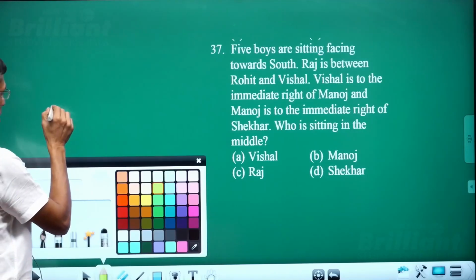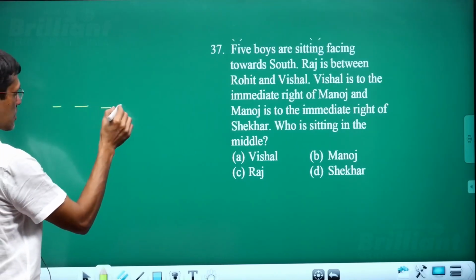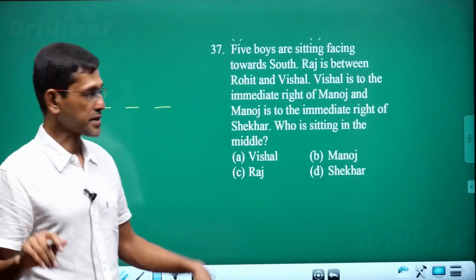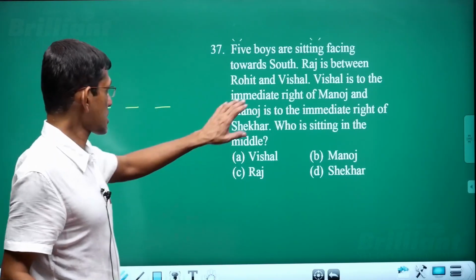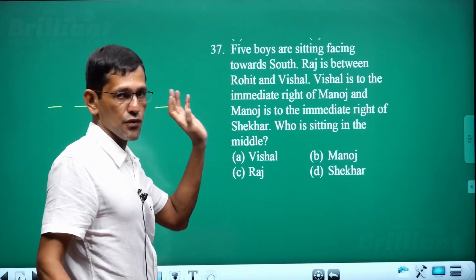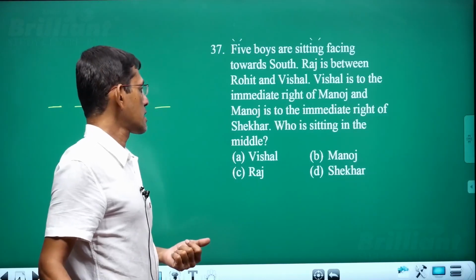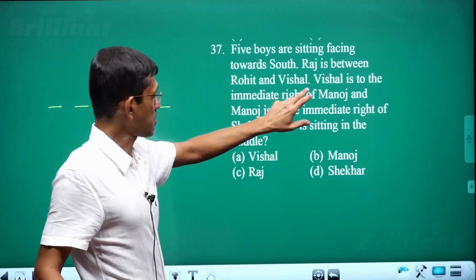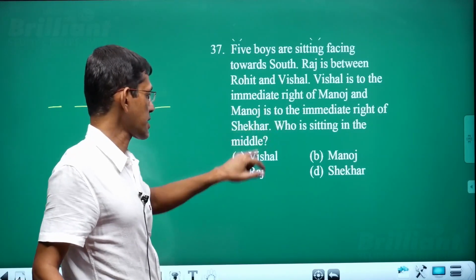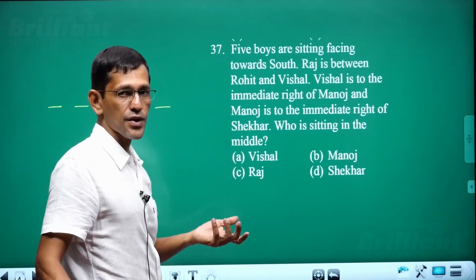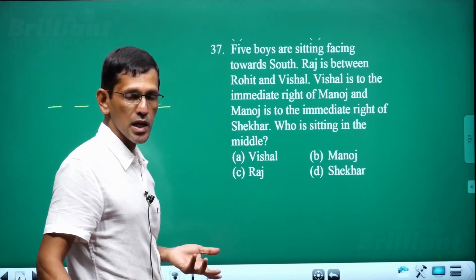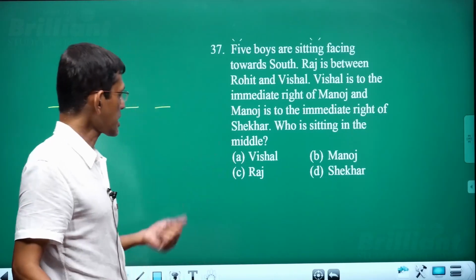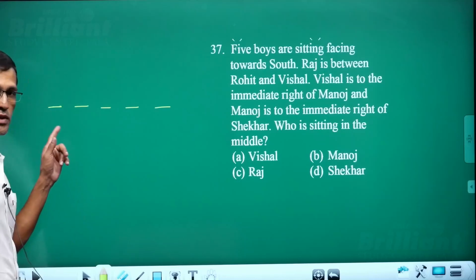Let's assume that they are sitting in a row. So there are how many of them? 5 of them. And what are the conditions? They are all facing south. So which is south, which is north? Then Raj is between Rohit and Vishal. Vishal is to the immediate right of Manoj, and Manoj is to the immediate right of Shekhar. So we need to have the right hand side of this arrangement. Naturally, when you get the right hand side, you can have the left hand side as well. So which is the right hand side of this arrangement?